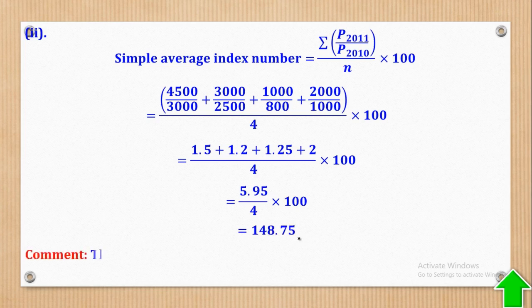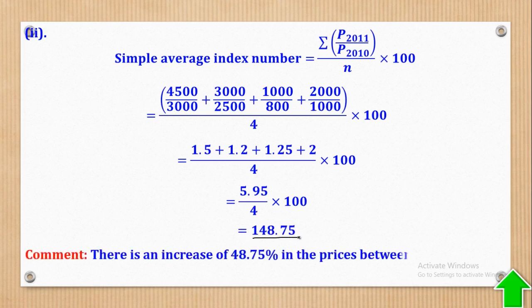But they also told you to comment. So the difference between this and 100 is 48.75. Therefore, you shall comment that there is an increase of 48.75 in the prices between 2010, which is the base year, and 2011, which is the current year.